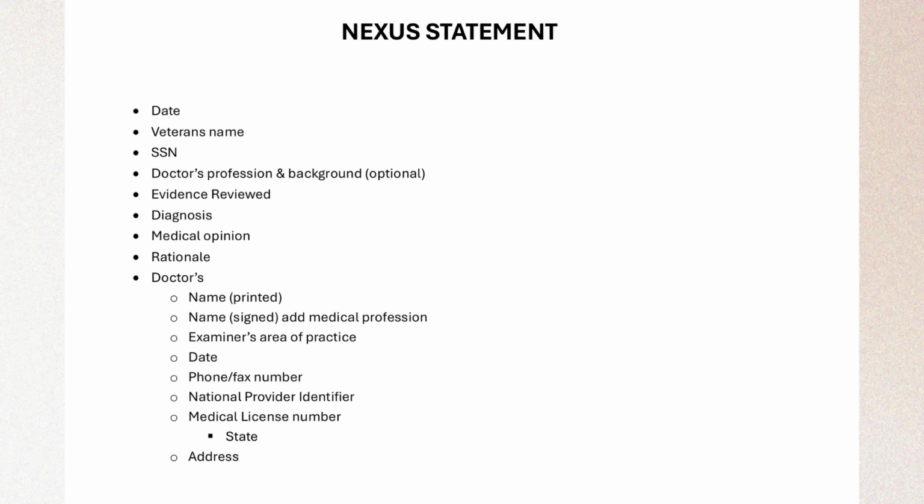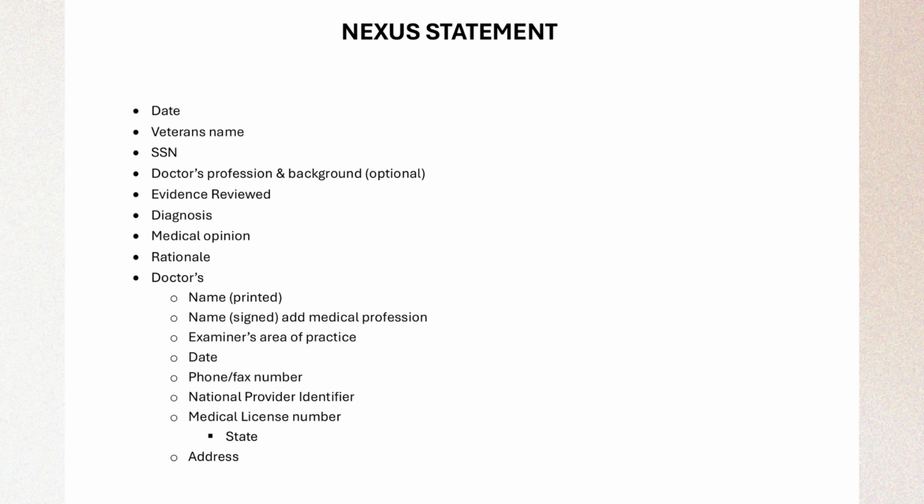Diagnosis, got to have a current diagnosis, okay? Medical opinion. Rationale, we just talked about it, okay? Make sure you go back and look at those slides. Even if you have to go to the M21-1, I gave you the name and the number of the M21-1, so you can go out and look at more references, okay? Doctors. Now, there are some sub-bullets underneath this. Name, printed, name, sign, examiner's area of expertise. Saying that a second time. Date, phone, fax, NPI number, medical license number, state, and address.